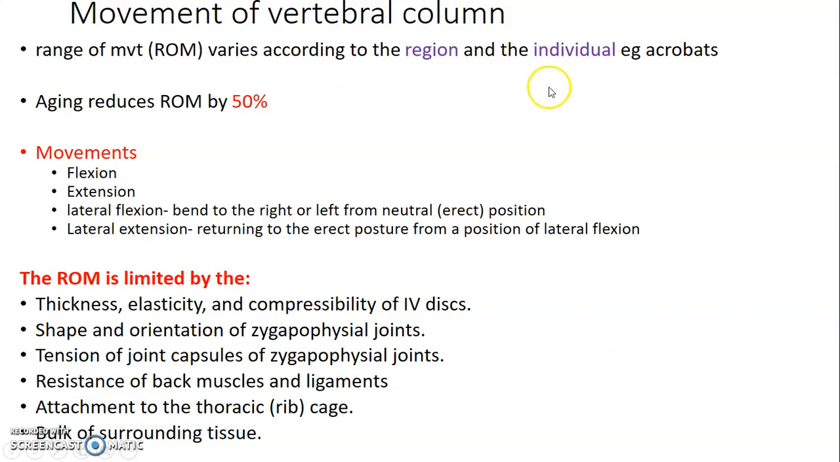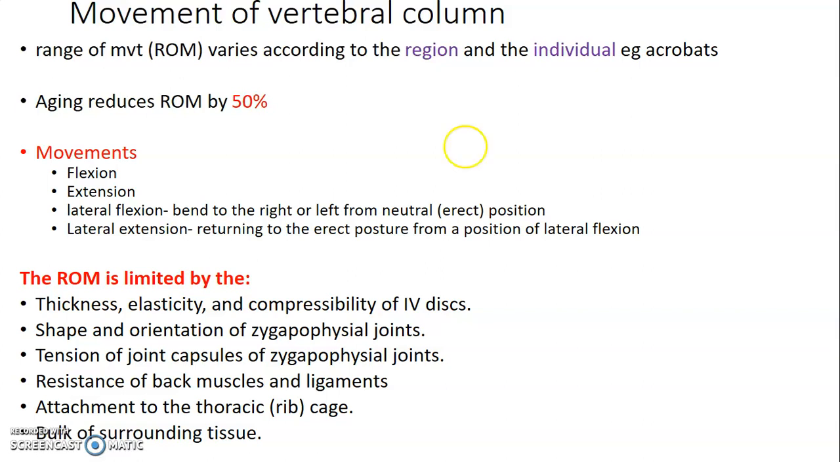So we are going to discuss the movements of the vertebral column. The range of movements usually varies depending on the region, like cervical and lumbar have a very wide range of motion, and it can also depend on the individual, like acrobats are very flexible. Aging reduces the range of motion of the vertebral column. We have different movements: flexion, extension, lateral flexion, and so on and so forth.